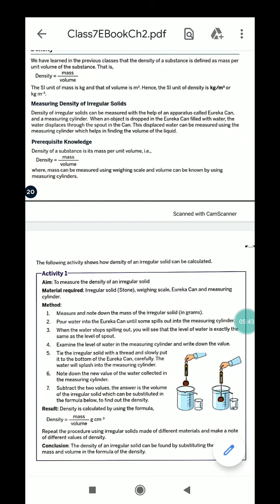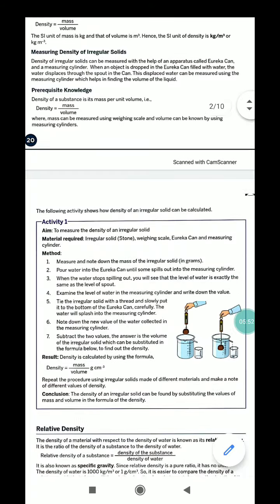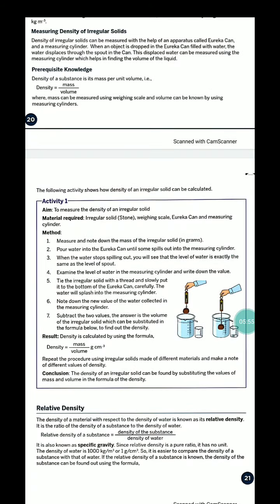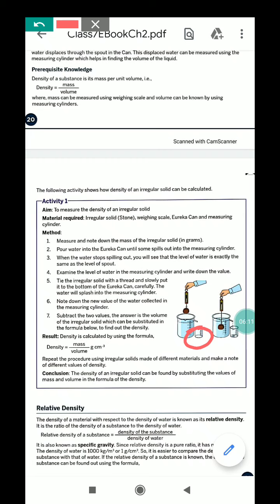Now how will we calculate this? The following activity shows how the density of an irregular solid can be calculated. So you have to read activity number 1. What is the aim? To measure the density of an irregular solid. Materials required: an irregular solid, that means a stone, a weighing scale, a eureka can, and a measuring cylinder. This one is the measuring cylinder, this one is the eureka can, and this one is the irregular solid.